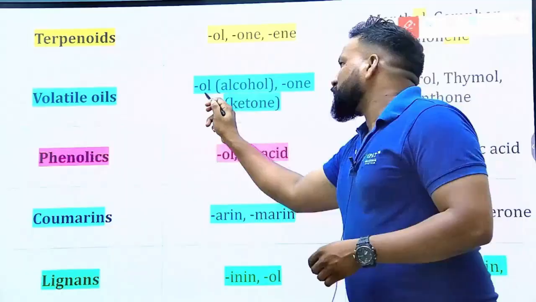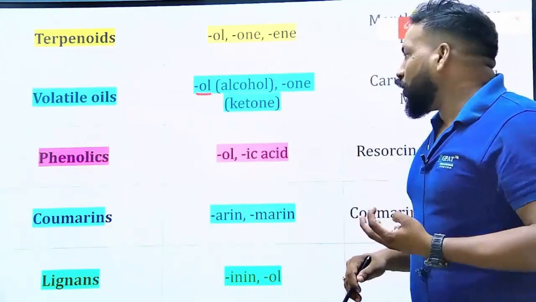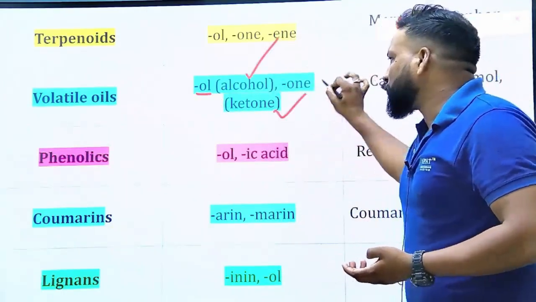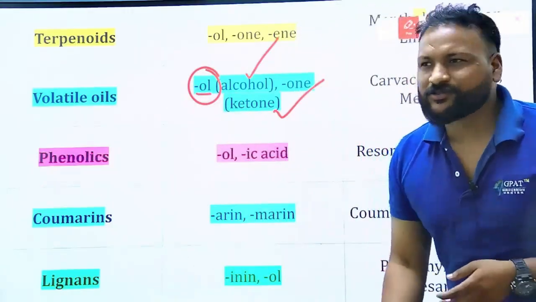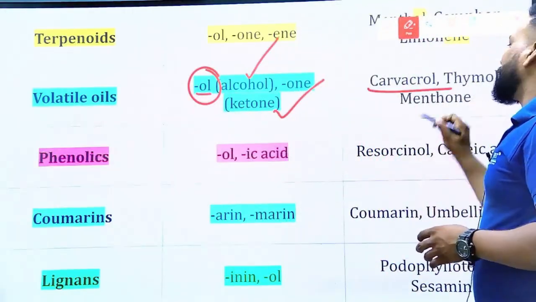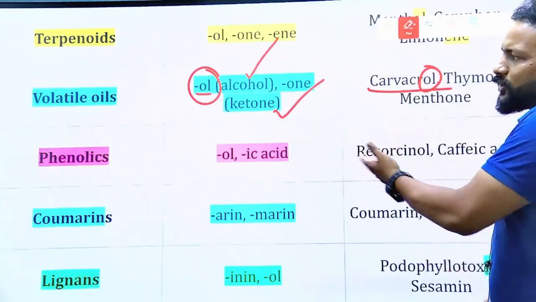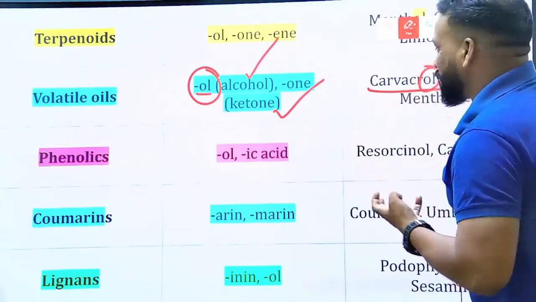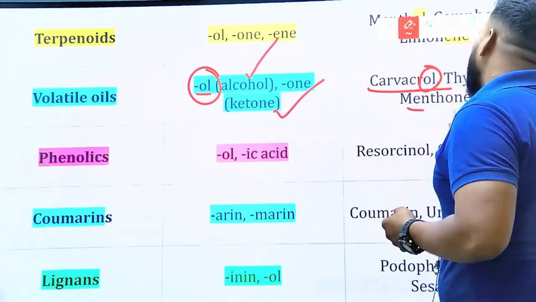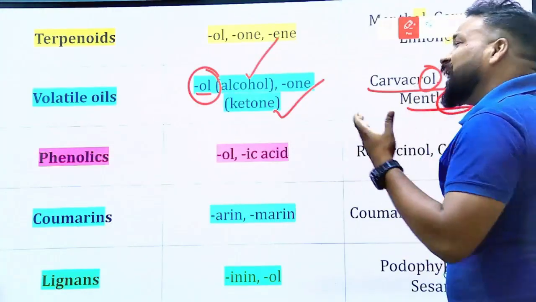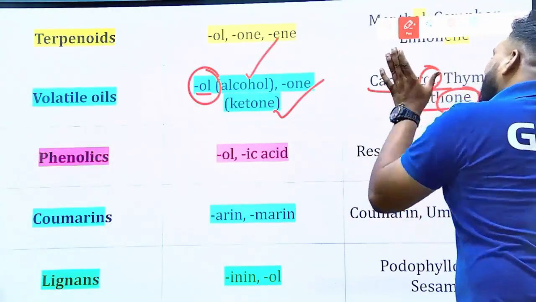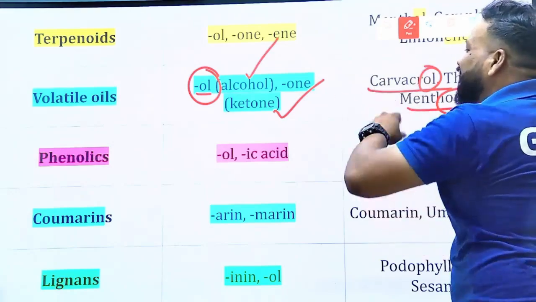Coming to volatiles, mostly volatile oils have "ol", which means an alcohol group, and "one", a ketone group. If it has an alcohol chemical constituent, it is carvacrol. Alcohol is the chief chemical constituent here, and in menthone, a ketone is the chemical constituent. That's the reason volatile oils contain two types of suffixes: one is "one" and the other is "ol".